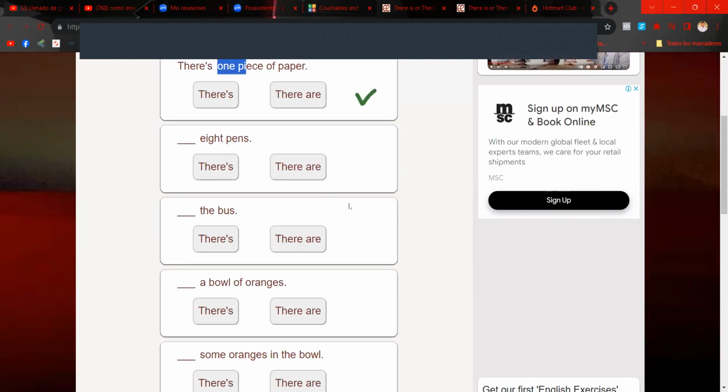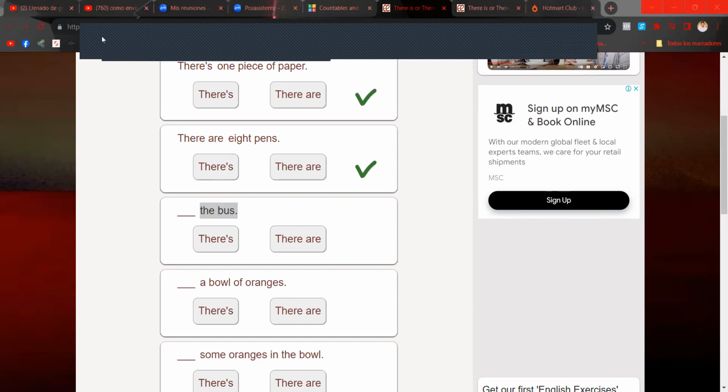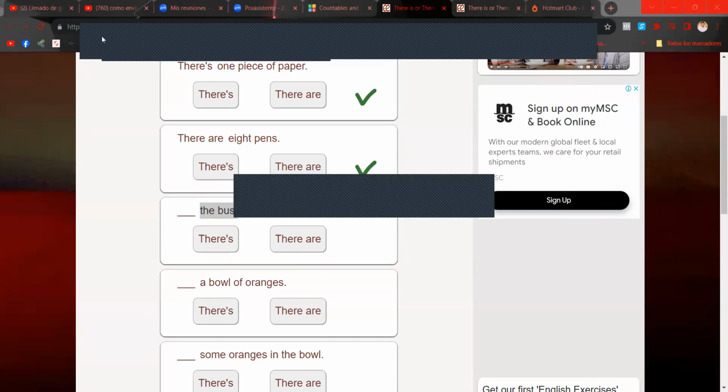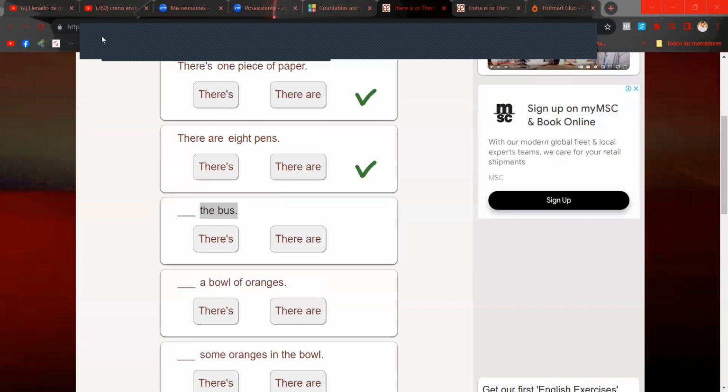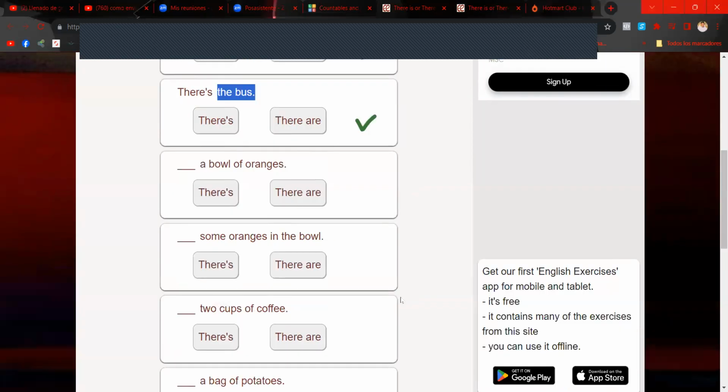Next, 8 pens. Come on, 8 pens. There are 8 pens. Okay. There are. You have to say here the bus. What is the correct alternative when you say the bus? There is the bus. In this case it would be there is, because it's talking about one bus, right? It's not talking about several.